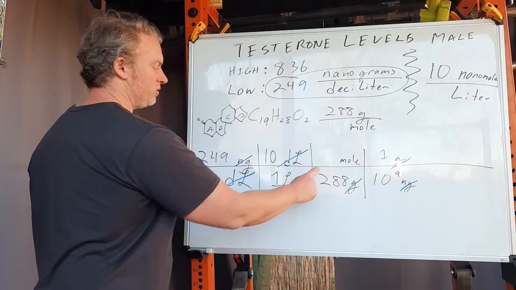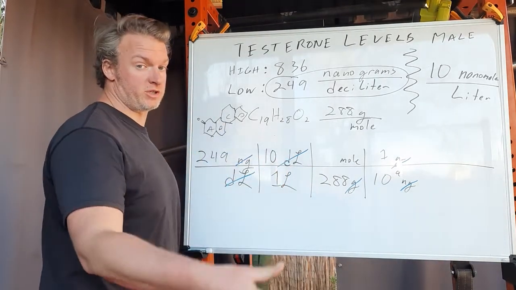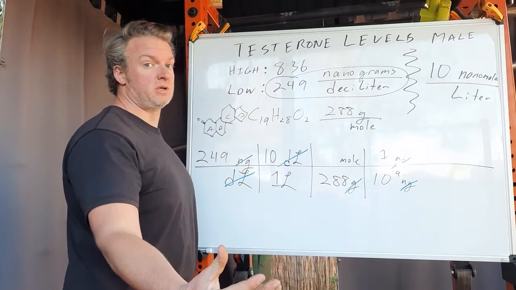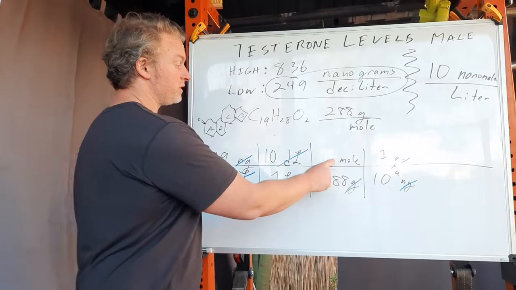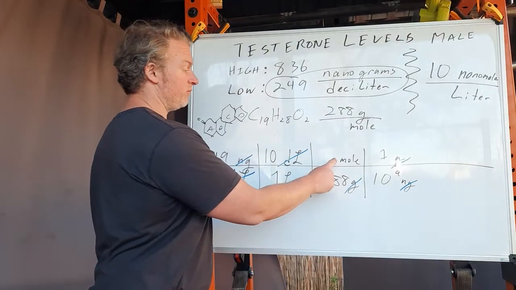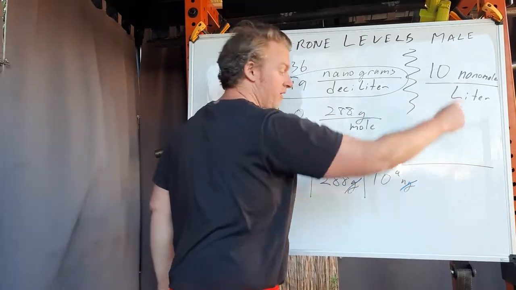I have moles over liters. If I were to pick up my calculator right now, I could punch it in and get a number out. And that's the great thing about calculators, they always give you a number. But this number would be in moles per liter. So close to what we're looking for: nanomoles per liter.